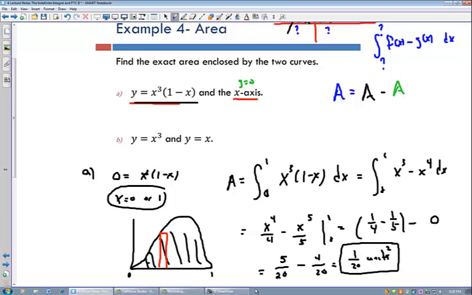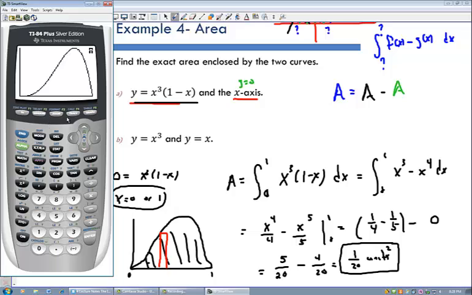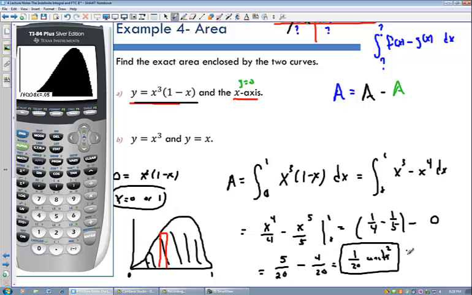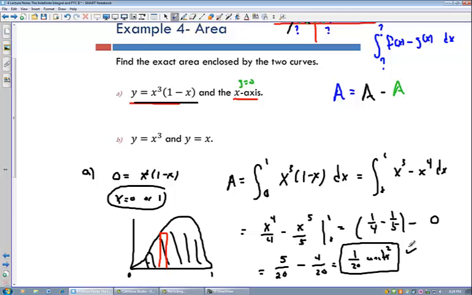And I can check my answer with my calculator. So second trace, go down to number 7, and lower bound was 0, upper bound was 1. And I should get 0.05 out, and I do. So it checks, it's good. My arithmetic and algebra are sound on that problem.